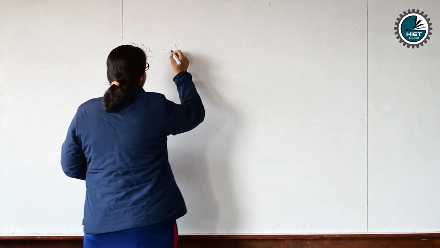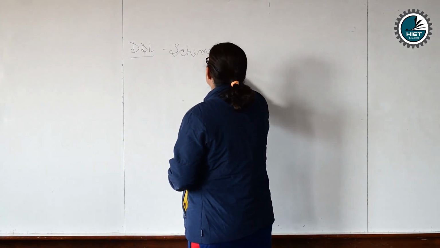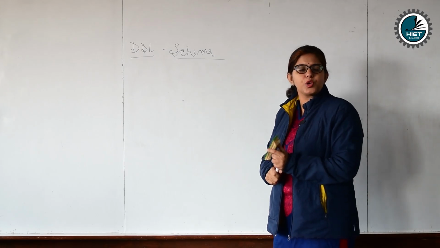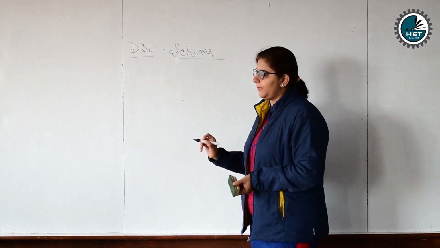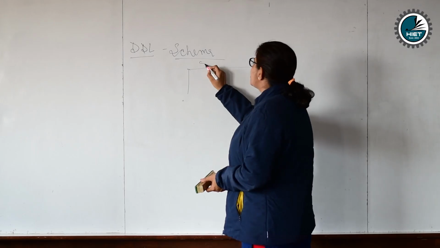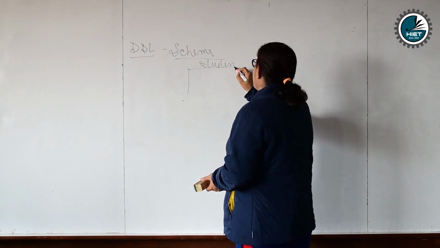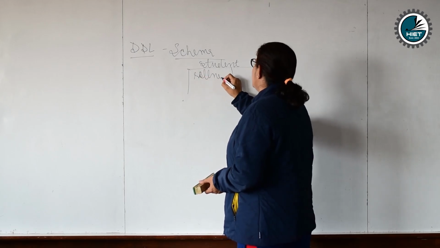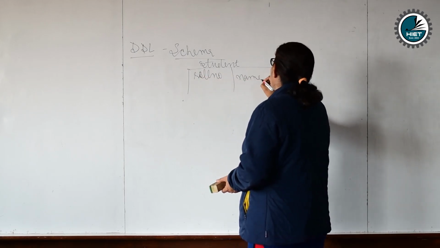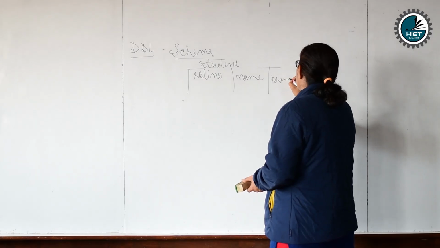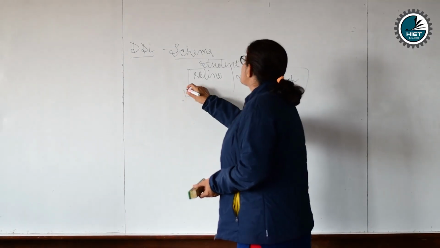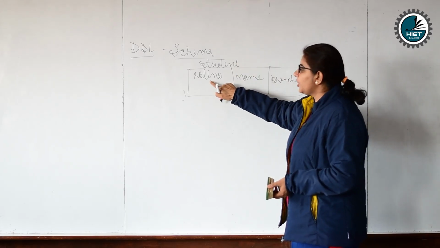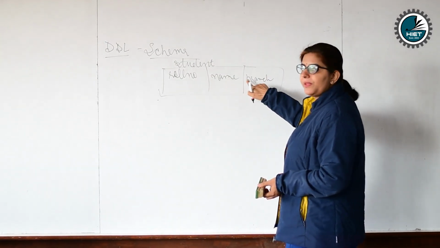As you know, schema is the overall description of a database, or you can say a blueprint of a table. Like if we have a table student and columns roll number, name, branch, so this is the schema of student table. This schema describes there is a table student having the columns roll number, name and branch.